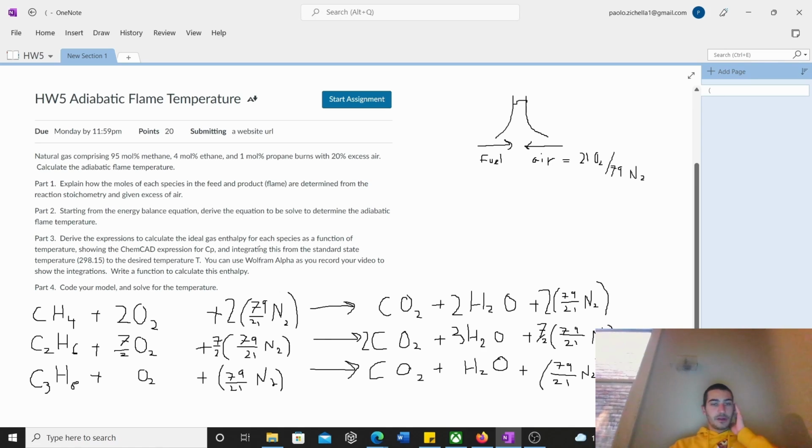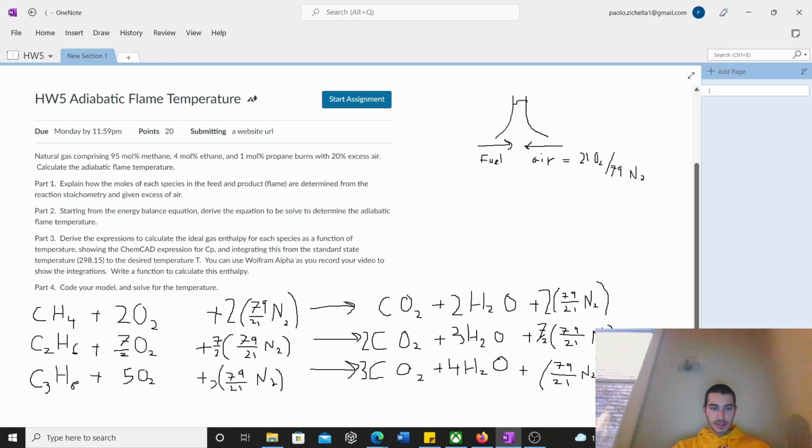Then finally for propane, we have 3 carbons on the left-hand side, so we have 3 carbon dioxides. Now we have 8 hydrogens, so we multiply the water by 4, so we have 4 H2Os, and for a total of 6 plus 4, a total of 10 oxygens, so we multiply this O2 simply by 5.